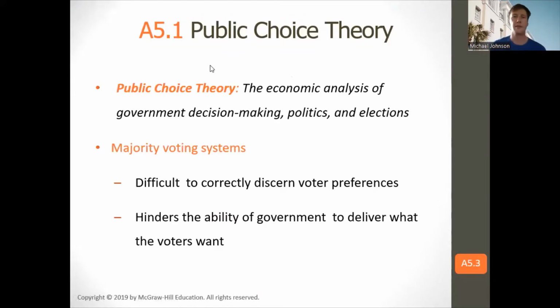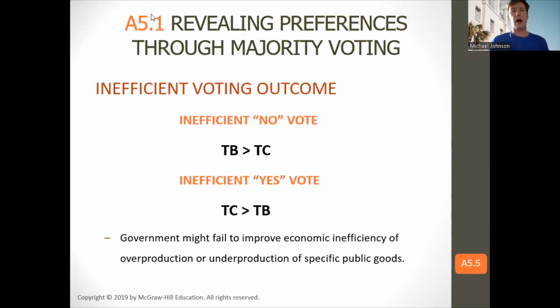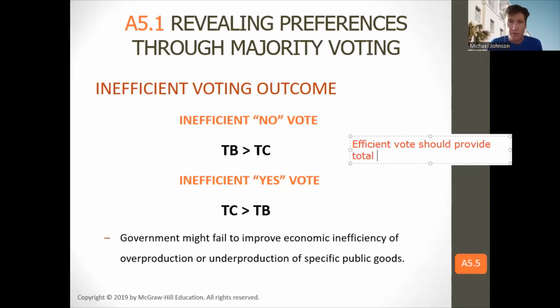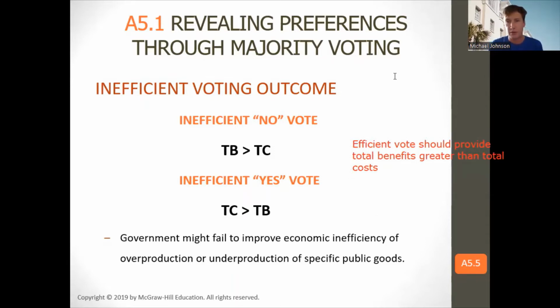So public choice theory is the economic analysis of government decision-making, politics, and elections. With majority voting systems, it's difficult to correctly discern voter preferences, which hinders the ability of government to deliver what the voters want. So majority voting provides preferences, but the results can be inconsistent and imperfect. So to be efficient, the vote should provide total benefits greater than total costs.